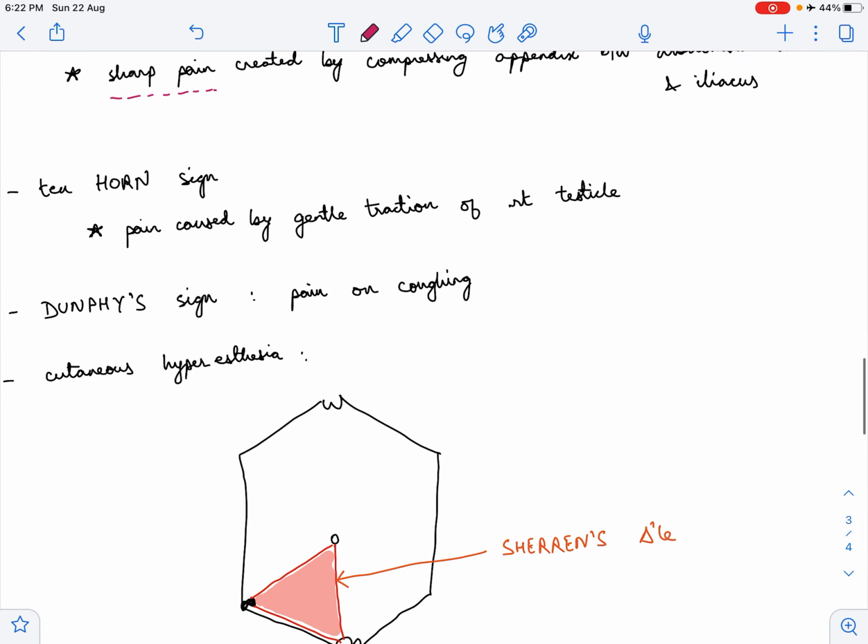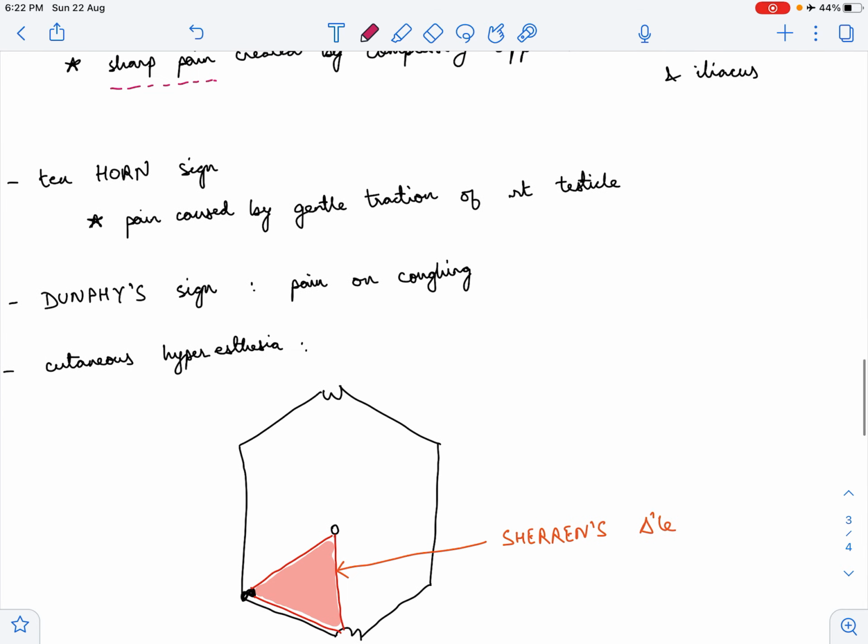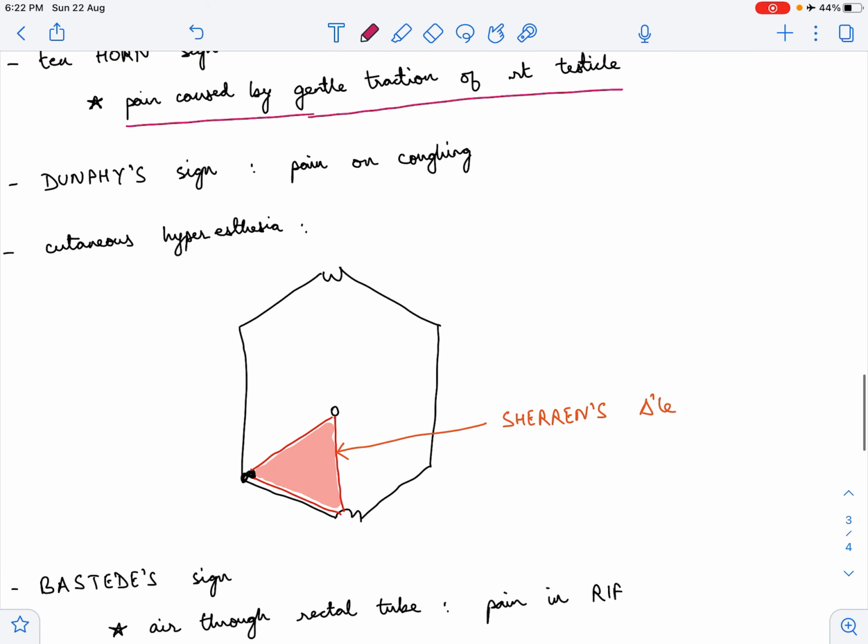Then there is something called the Ten-horn sign. Ten-horn sign is pain caused by gentle traction of the right testicle. So, I think the doctor who came up with this would have had very good imagination. When he did gentle traction of the right testicle, he realized that the patient has pain in the right lower quadrant. And this is called Ten-horn sign. Now, when the patient has pain on coughing, it is called Dunphy's sign.